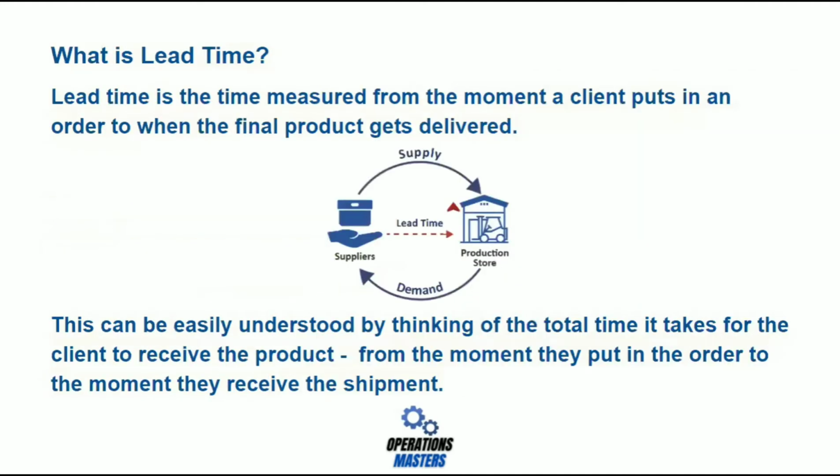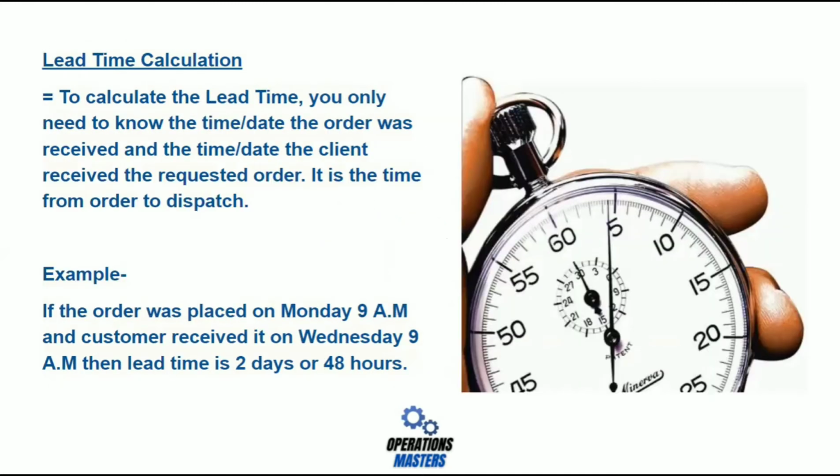What is lead time? Now, lead time is the time measured from the moment a client puts in an order to when the final product gets delivered. This can be easily understood by thinking of the total time it takes for the client to receive the product, right from the moment they put in the order to the moment they receive the shipment. To calculate the lead time, you only need to know the time the order was received and the time and date the client received the requested order. It is actually the time from order to dispatch.